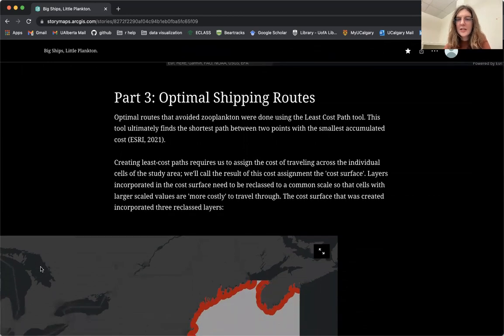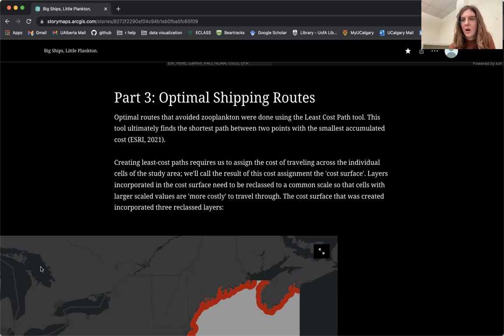I created these optimal shipping routes that avoided zooplankton by using the Least Cost Path tool. This tool essentially finds the shortest path between 2 points with the smallest accumulated cost. To create this least cost path, I have to assign the cost of traveling across individual cells of the study area. I need to say that certain regions of the study area, I want those paths to avoid. They're not optimal to move through. And other areas, I want to encourage the paths to move through. We're going to call the result of this cost assignment the cost surface.